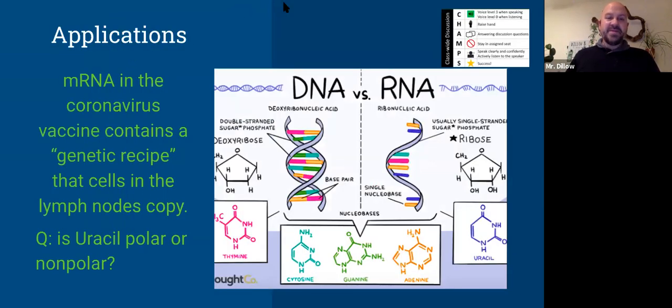All right, what are some applications that scientists use? Well, one example we looked at is the mRNA that is the sort of genetic recipe that cells in your lymph nodes use to make copies. It's like a little recipe to make spike proteins so that you can train your immune system. So how does your body know how to read those copies? Is uracil polar or non-polar?